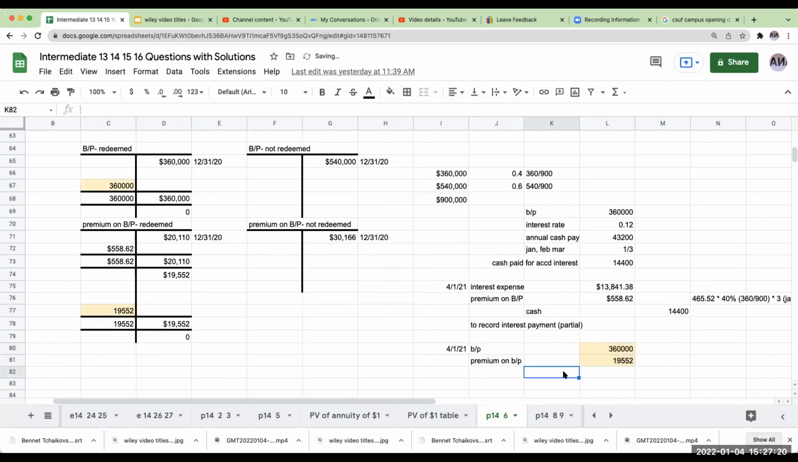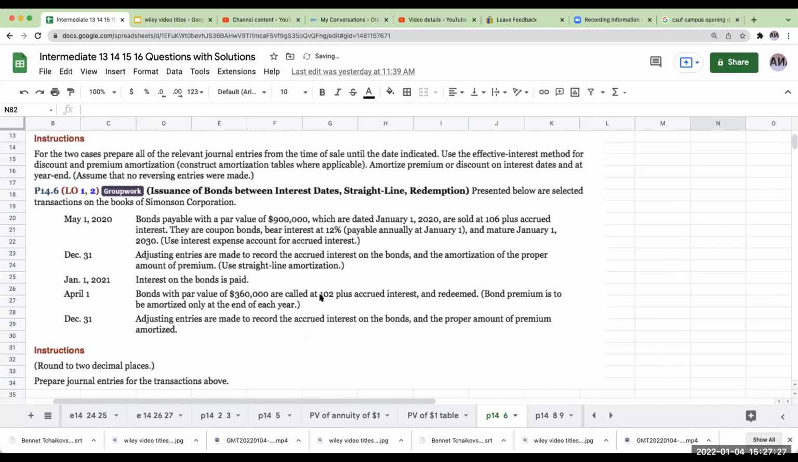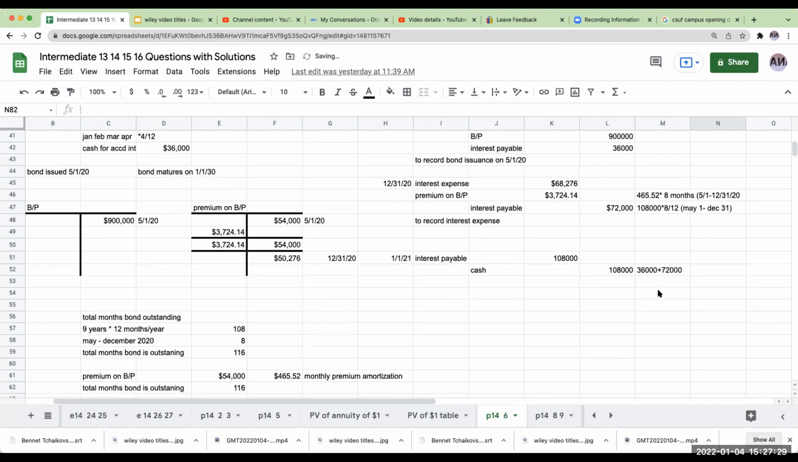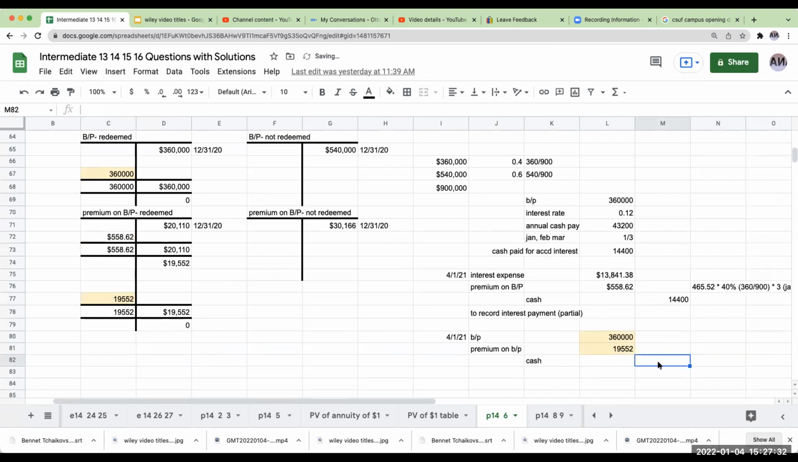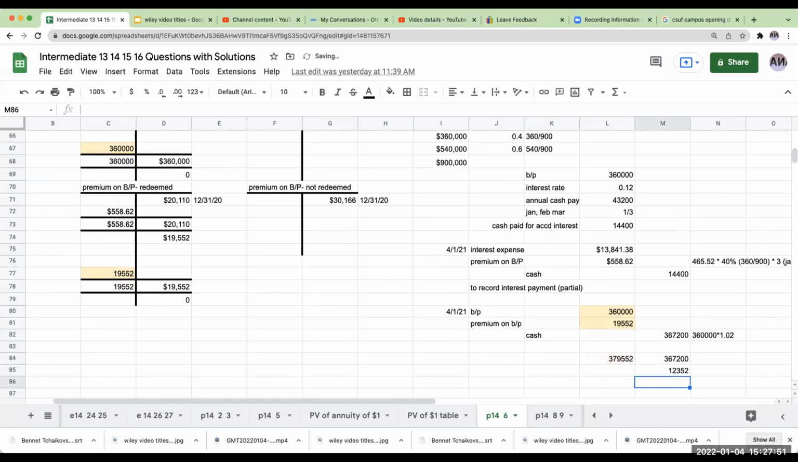Okay, so now the big question is, how much should I pay to get rid of these bonds? Well, it tells me I called it at 102. So the amount that I'm paying for the bonds is going to be 360,000 times 1.02, or 367,200. So right over here, I look at this and I've got 379, 367,200. So over here, I'm going to have a gain on redemption of bonds payable.